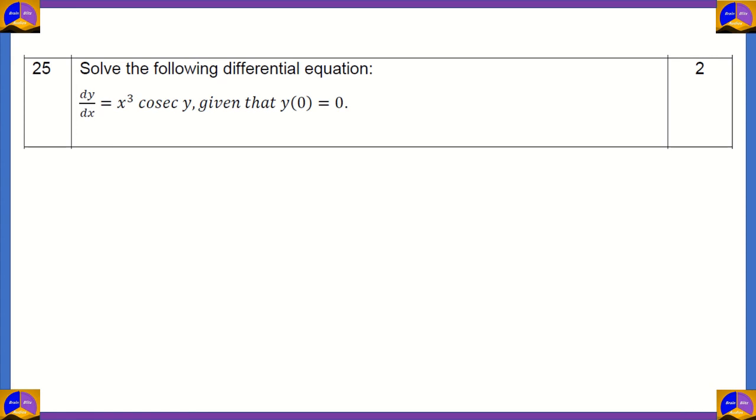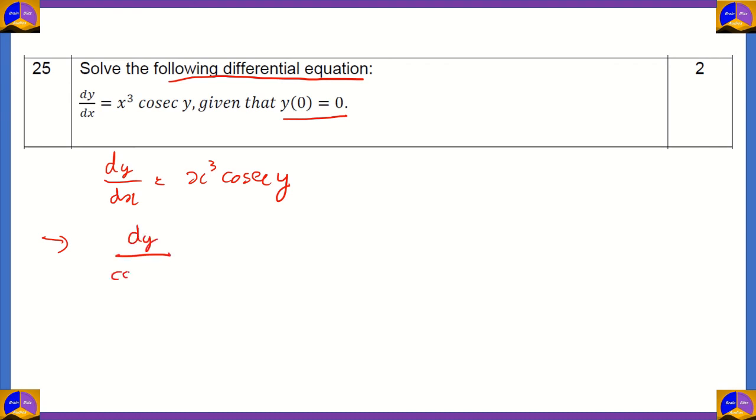Let's solve the final question. The final question is to solve the following differential equation: dy by dx is x cubed times cosecant y, given that y of 0 is 0. So over here we have dy by dx equals x cubed cosecant y. We're going to change this expression in terms of y on one side and x on the other. So it becomes dy by cosecant y equals x cubed times dx.